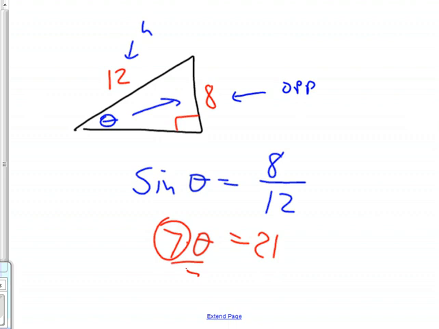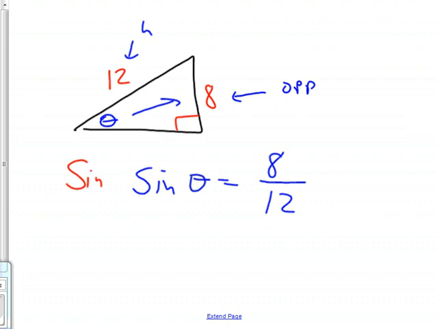Divide by 7 on both sides. How do you undo sine? Does anybody know what undoes sine? Inverse sine. Very good. And it's not cosine. That's the most common wrong answer because they are related. Sine and cosine are related. They're called cofunctions, but don't use cosine. Use inverse sine. It's the little sign with the -1.